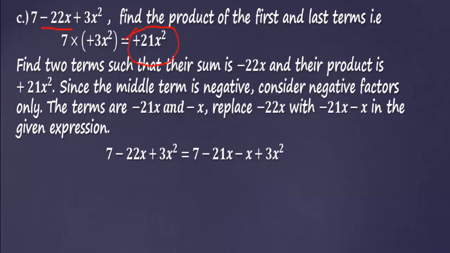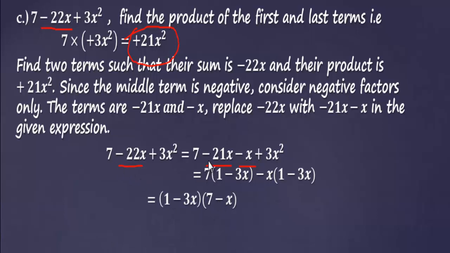I believe you understand this. We replace minus 22x by minus 21x and minus x. So that is what we are talking about, which you are now going to get. This was the factor of 7 and 21x and the factor of x and 3x squared. What is common between 7 and minus 21x is 7. You open the bracket. When you divide 7 by 7, it remains 1. Minus, when you divide 21x by 7, it remains minus 3x. Are you getting it?